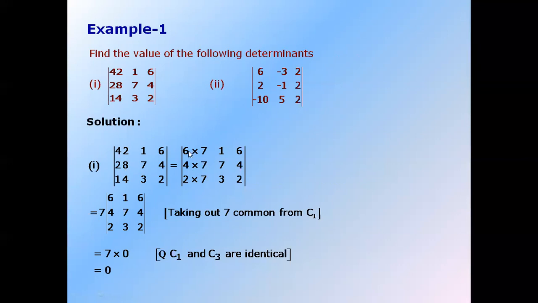Then we get 6, 1, 6, 4, 7, 4, 2, 3, 2. Taking out 7 common from column 1. Then we get 7 into 0. Why 7 into 0? By the determinant property, if two columns or two rows are identical, then the determinant value is 0. Therefore, 7 into 0 is 0. So the value of this determinant is 0.